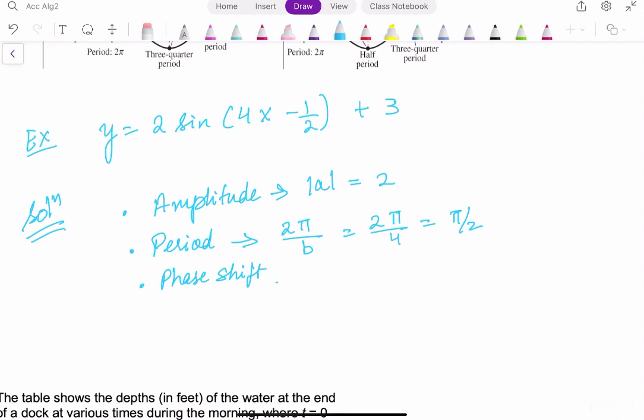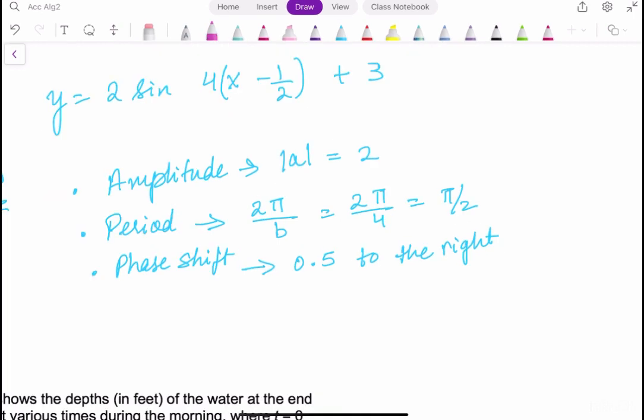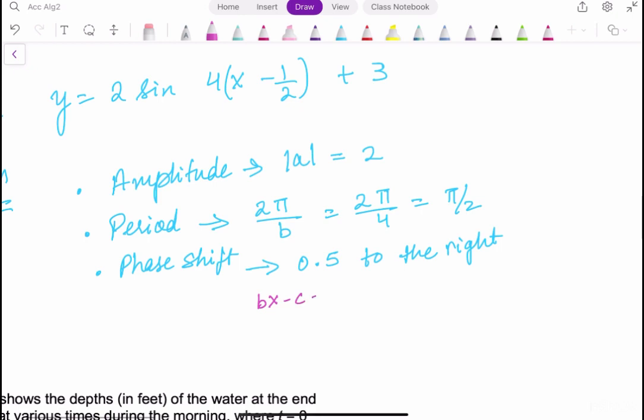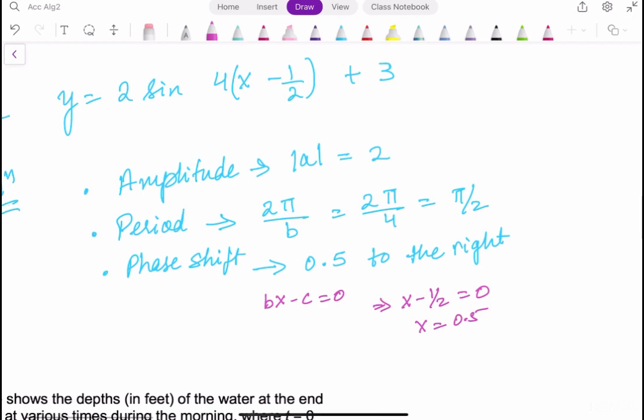Then phase shift, what we just did. So phase shift is nothing but your bx minus c is equal to 0. And that will be 0.5 to the right, because it is negative 1/2, that means it will be positive 1/2, because whatever goes with the x, it is opposite. So bx minus c is equal to 0, so that will be 4x minus 2 is equal to 0, x is 0.5. So we did amplitude, we did period, we did phase shift.